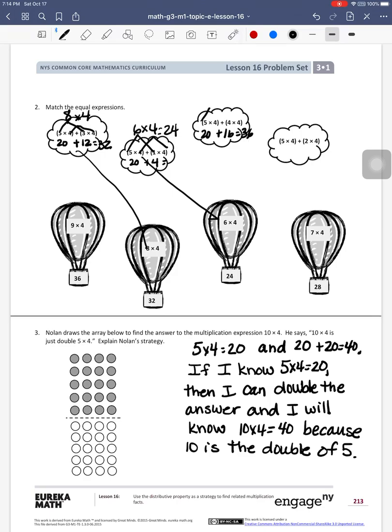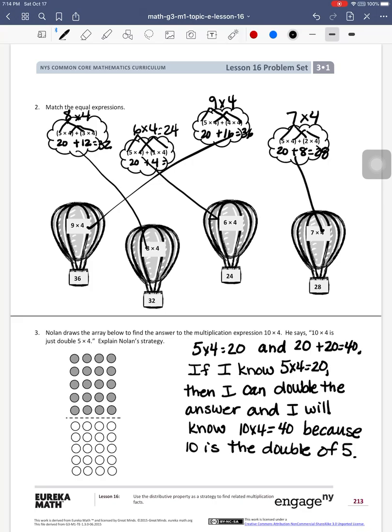Or we can say 5 and 4 is 9 times 4. 9 times 4 equals 36 over here. 5 times 4 is 20, plus 2 times 4 is 8, 28. Or we can add 5 and 2 is 7, and since 7 times 4, we have right here 28.